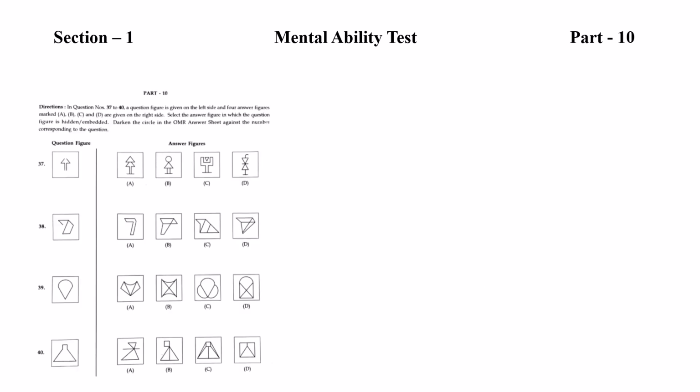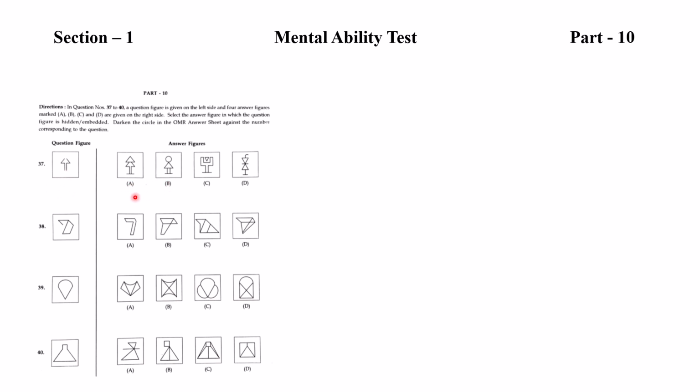Coming to the last part, that is part 10 of the mental ability test. In this, there is a question figure which is given here. Now we just need to identify where this question figure would appear among these options, so that we can find the right answer. We can see that there is an arrow where there is some part missing here, and also the bottom part.